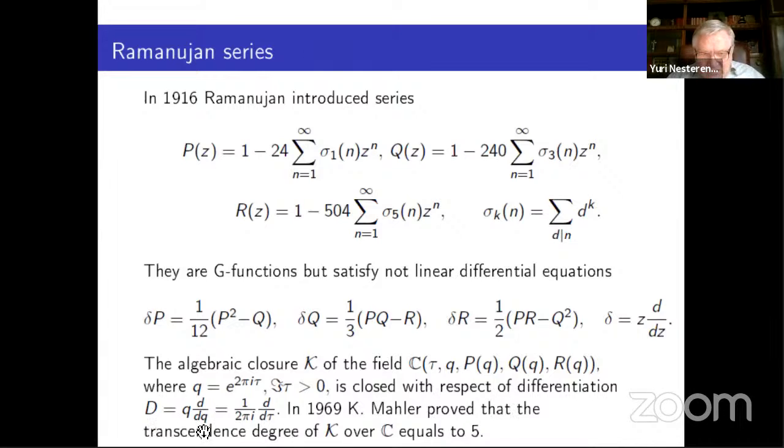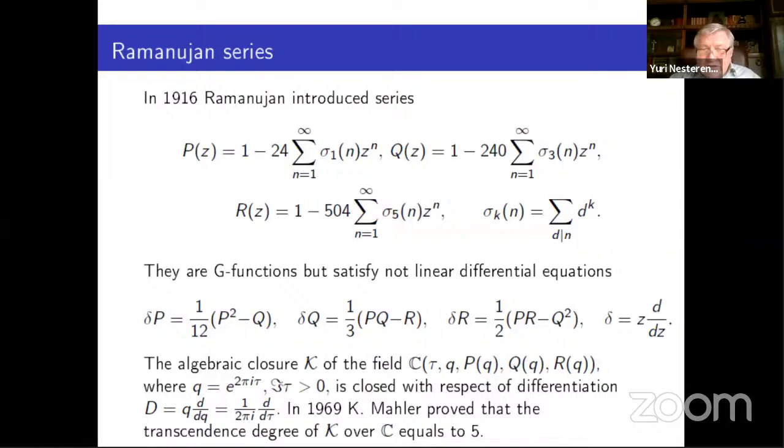So D is a differential operator where, because all functions in this Q are power series in Q, we can apply this first form of the differentiation, and for the number tau, another one. But this is the same differential operator, in fact. So this is the algebraic closure of the field generated by Ramanujan functions, Q and tau. In 1969, Mahler proved that the transcendence degree of this field over the complex numbers equals 5.